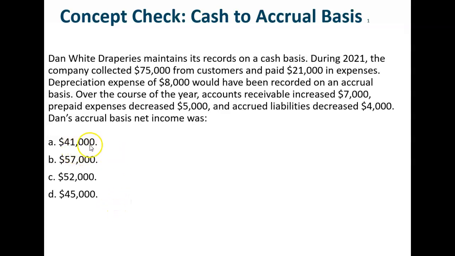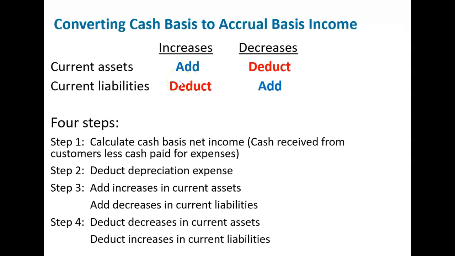It will be either A, $41,000, B, $57,000, C, $52,000, or D, $45,000. Make sure when you're trying to decide what balances to add and subtract from your cash basis net income that you look at illustration 2-19 in your textbook and remember that increases to current assets are added to the cash basis, decreases to current liabilities are added to the cash basis, decreases to current assets are subtracted from the cash basis, and increases to current liabilities are subtracted from the cash basis, all to convert the cash basis of accounting to the accrual basis of accounting.